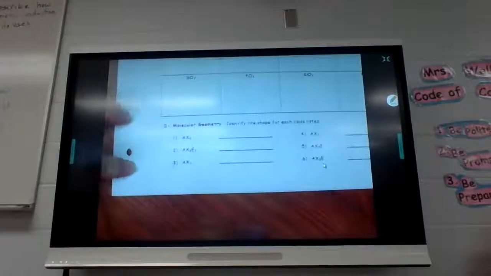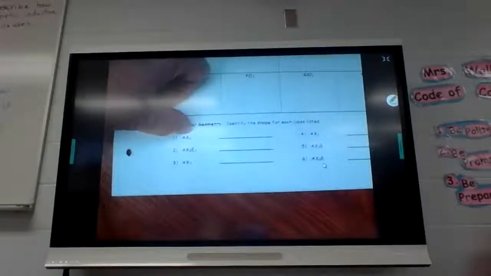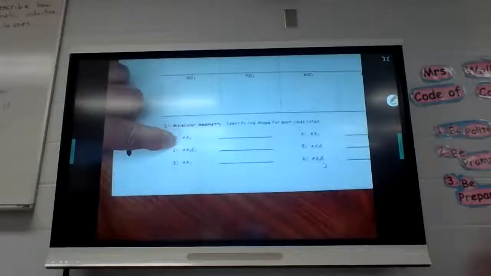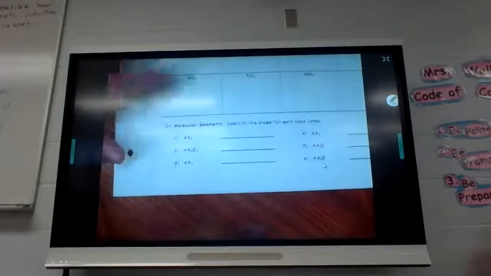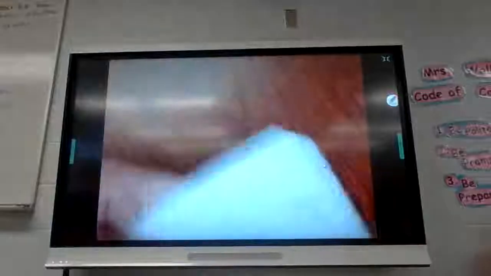All right, let's go. So if it says AX4, A is the central atom, X are the bonded atoms. What geometry would that be? Tetrahedral. Very good.